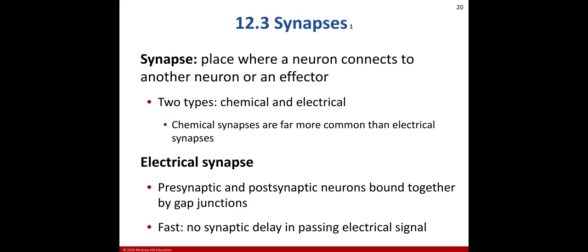Let's look at the synapses. Synapses are the place where a neuron connects to another neuron or an effector. And there's two kinds of synapses, chemical and electrical. Chemical synapses are much, much more common than the electrical synapses. So, of course, let's start with electrical synapses. They're not as common. You've got presynaptic and postsynaptic neurons that are stuck together with a gap junction. And then the electrical signal goes from one, because of that gap junction, right to the other. There is no delay in passing this electrical signal. It's very instant.